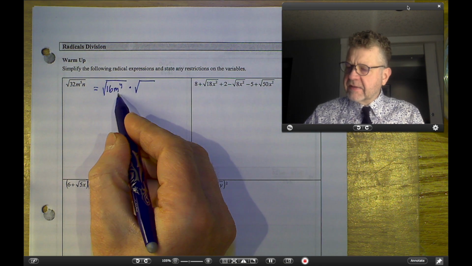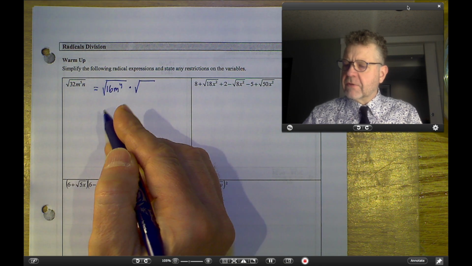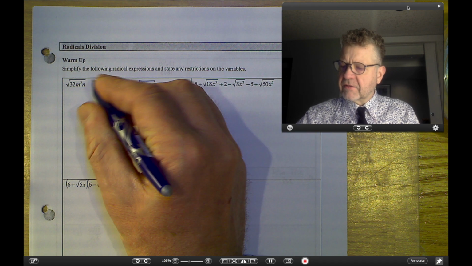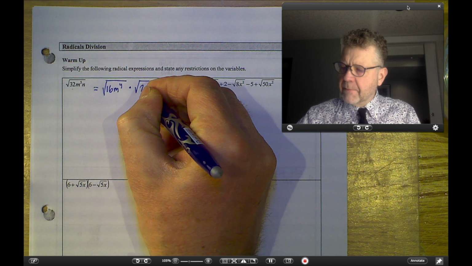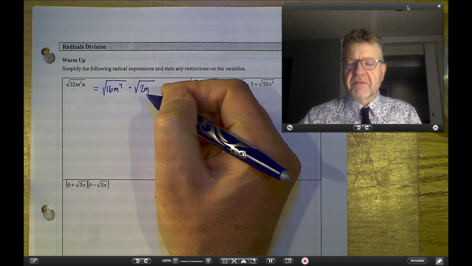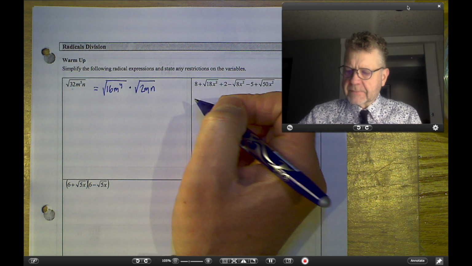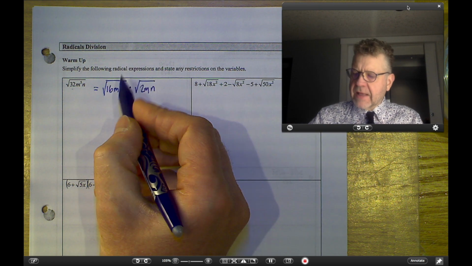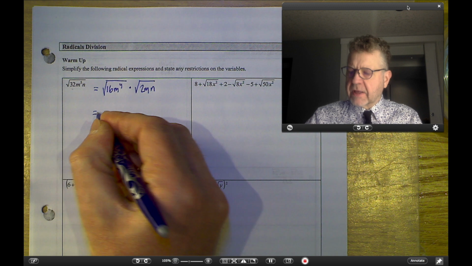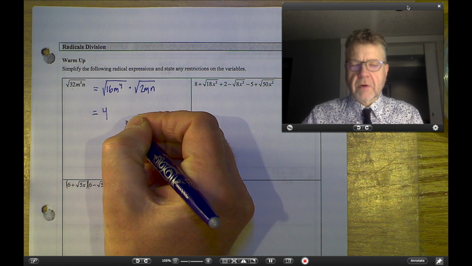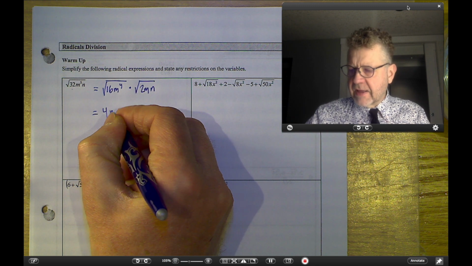And when I take 16m to the 4th out of 32m to the 5th n, I'm going to be left with 2, because 2 times 16 is 32. I'm going to be left with m, because m times m to the 4th is m to the 5th, and I'm going to be left with n, right? So now we take a look at these two parts of the radical here. Square root of 16 is, of course, 4. Square root of m to the 4th is, of course, m squared.